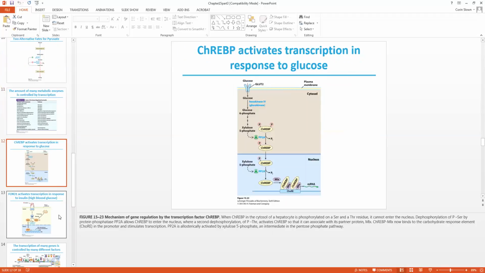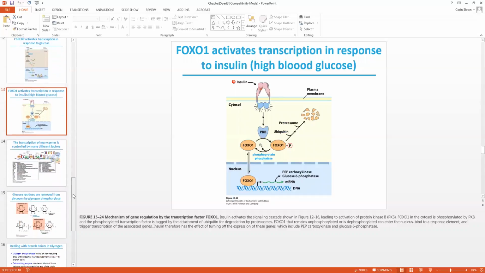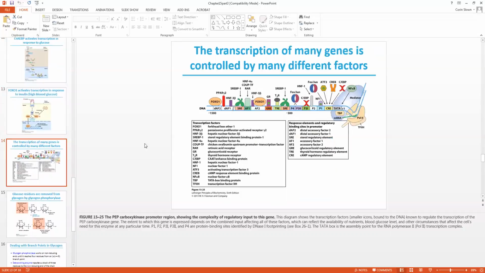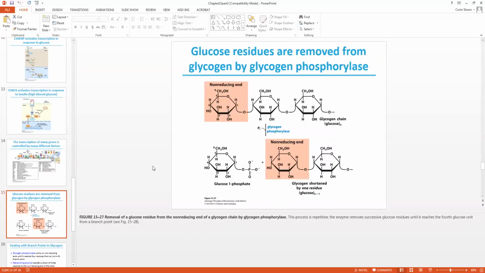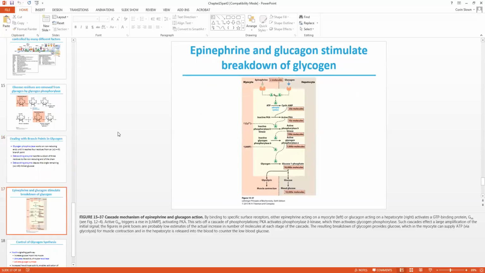So genes have this ability to impact transcription in response to glucose. I can see activation of transcription in response to insulin. And I can also control the transcription of genes by a variety of factors. When I think about glucose residues that are removed from glycogen by glycogen phosphorylase, the idea here is that glycogen phosphorylase works on non-reducing ends until it reaches 4 residues from an alpha 1,6 branch point. So this debranching enzyme transfers a block of 3 residues to the non-reducing end of the chain, and it also cleaves a single remaining alpha link to glucose.